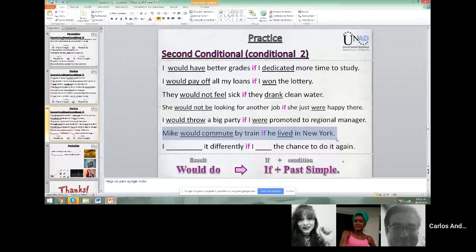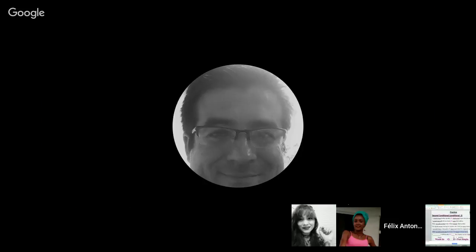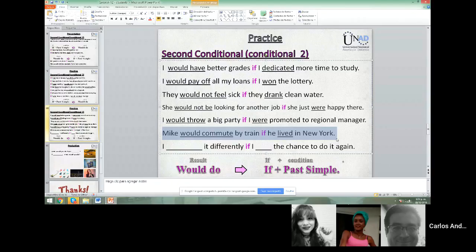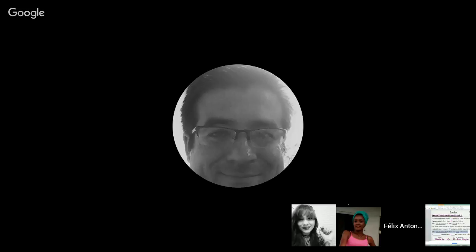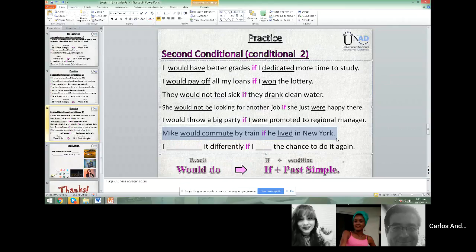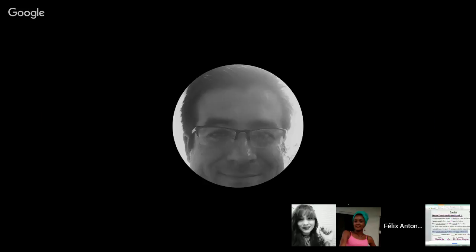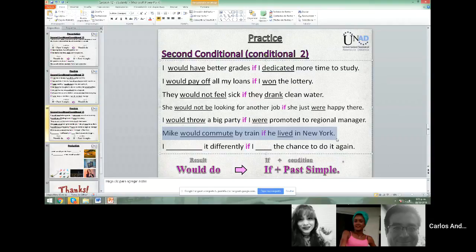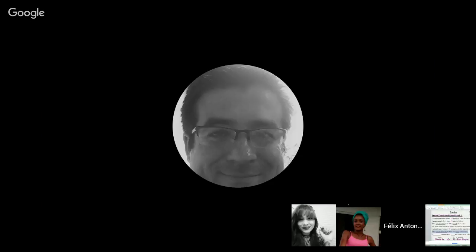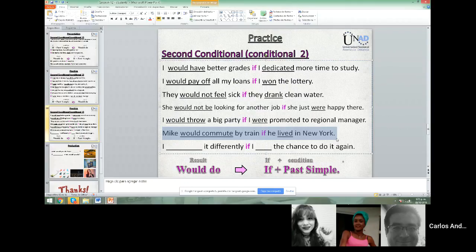So, Felix, according to the context, what is the meaning of commute? Sería llegar, cambiar, cambiaría, se mudaría. Yes, that is an option, but Felix, commute is more similar to travel. It is very similar to travel.